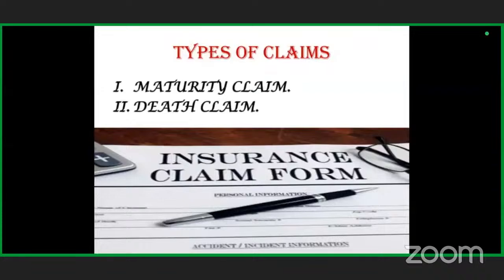Then, types of claims. There are two types of claims. One is the maturity claim. The second one is the death claim. A maturity claim is nothing but, after completion of the term, the policyholder has survived, then we go for the maturity claim. A death claim is nothing but, during the term the policyholder has died because of various causes, then the nominee will go for the claim from the insurance company, which will be called a death claim.